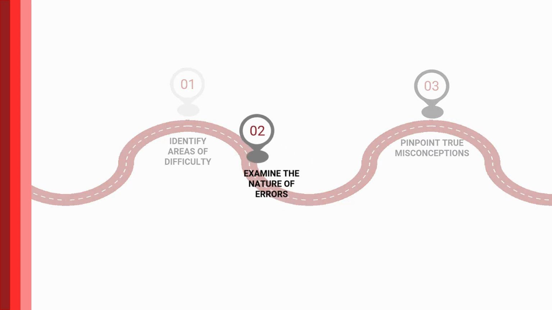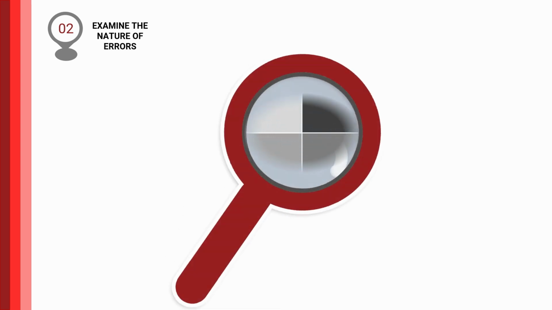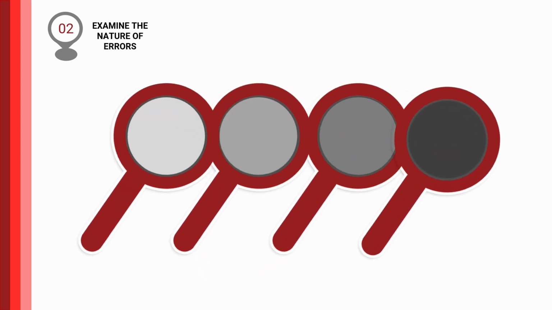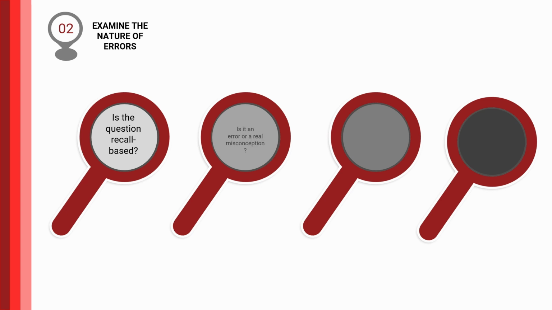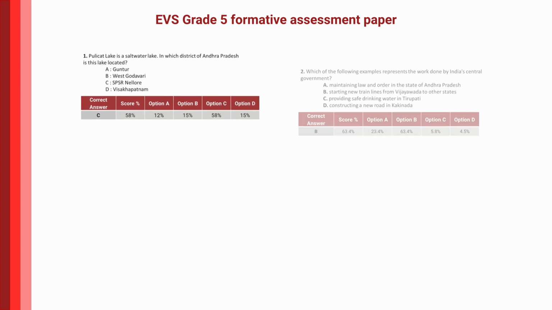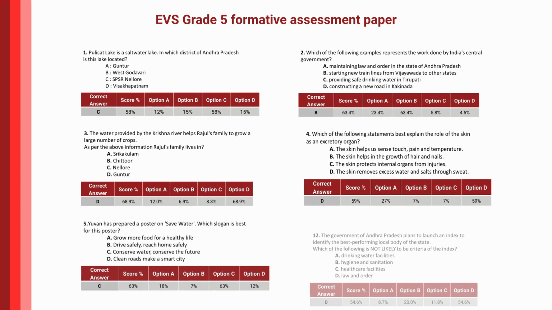Step 2 is to examine the nature of errors. Not every low-performing question indicates a misconception. So before we plan remediation, we analyze each shortlisted question along 4 lenses, using examples from the Grade 5 Environmental Science EVS paper.